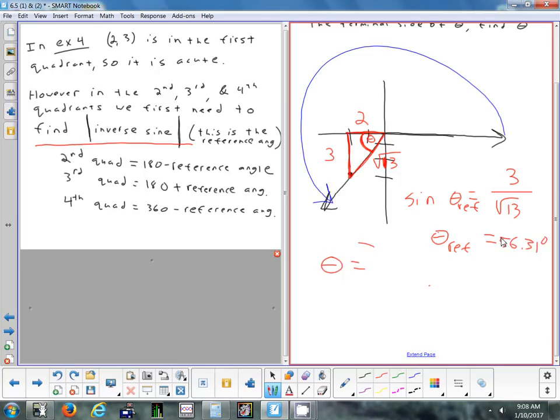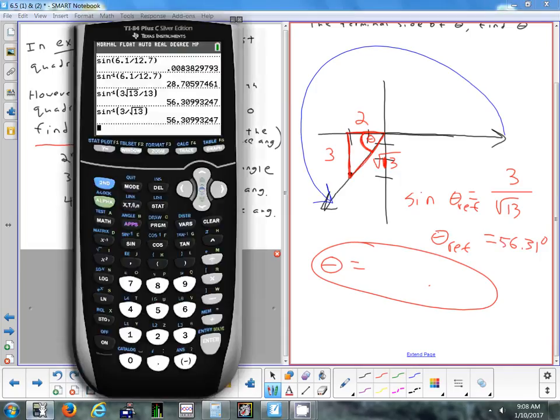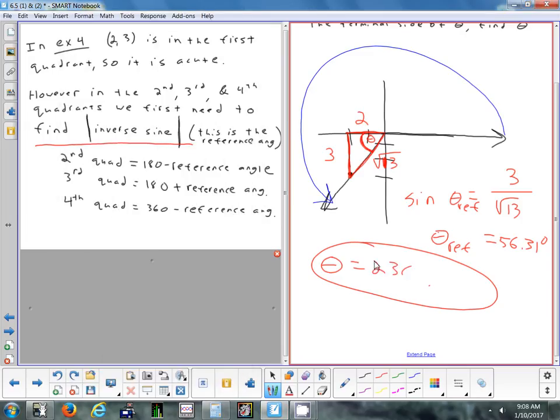So now the answer, how do I get my answer for that angle that I drew in blue? 180 plus the reference angle. So it's 236.31. Okay, so there's a different formula for each quadrant, but the reference angle is always the same. If you're in quadrant 1, finding the reference angle is the whole problem. You don't have to do anything else. Just quadrants 2, 3, and 4.